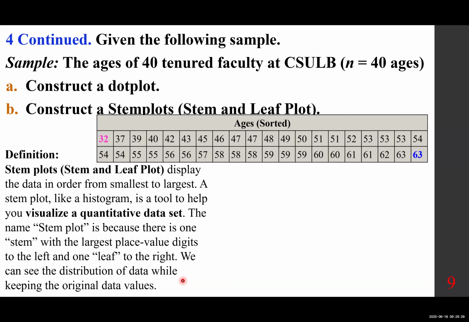So that's the concept. So what do we need to do? This goes from 32 to 63. So we're going to put 3, 4, 5, 6 as the larger digit, the tens. So in the 3 area, I see 32, 37, 39, and I have no more. So I'm going to put 2, 7, and 9.